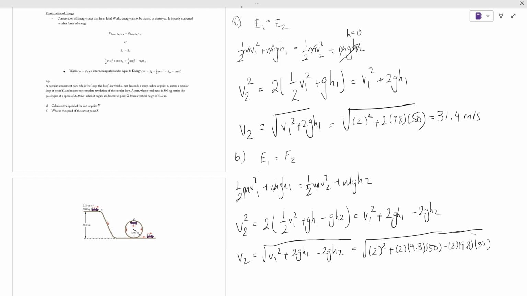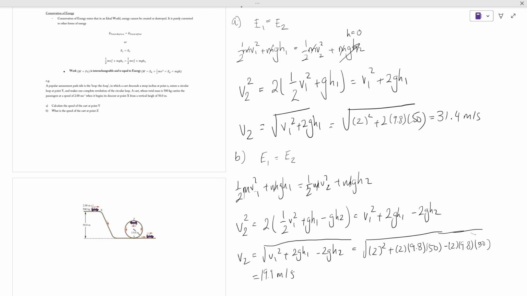Awesome. So if we punch that in the calculator, we get 4 plus 2 times 9.8 times 50, take away 2 times 9.8 times 30. Awesome. And we get a value of 19.9 meters per second at point Z. Which kind of makes sense. Once again, you'd expect to have a higher speed or higher kinetic energy at point Y because there's absolutely no height. But the moment there's height again, you'll start losing kinetic energy and therefore your velocity will start going down as well.